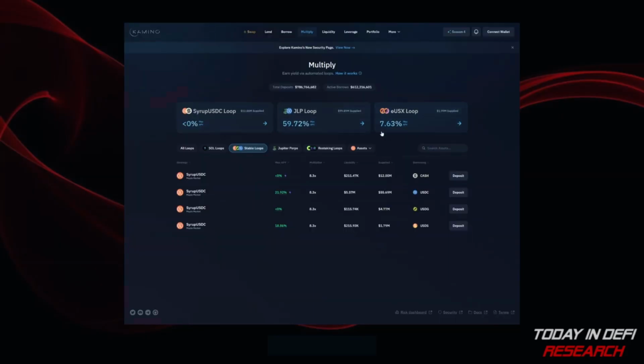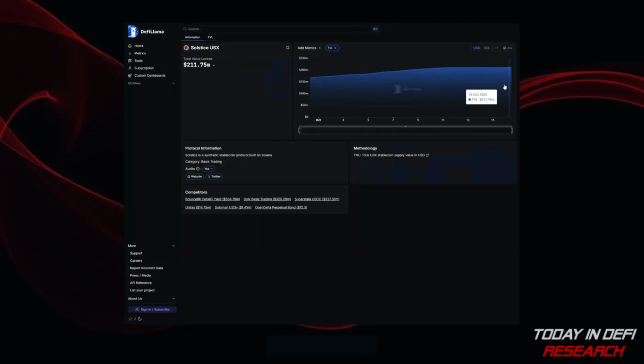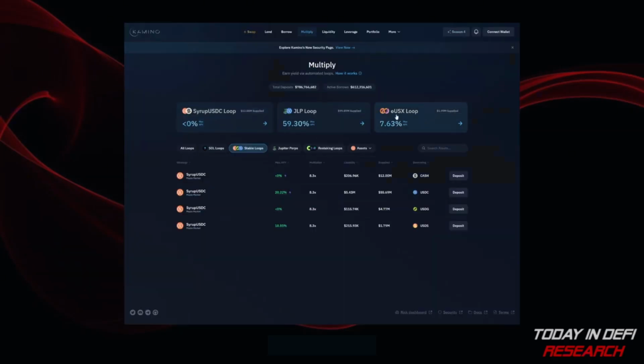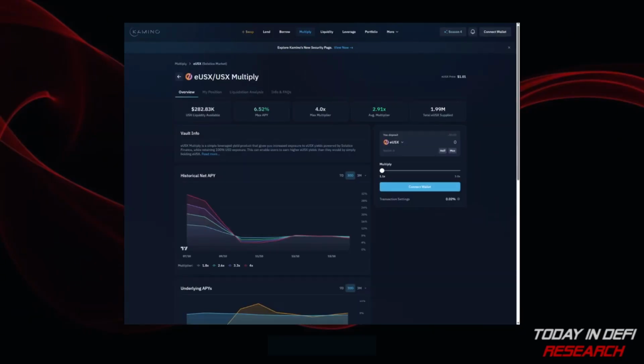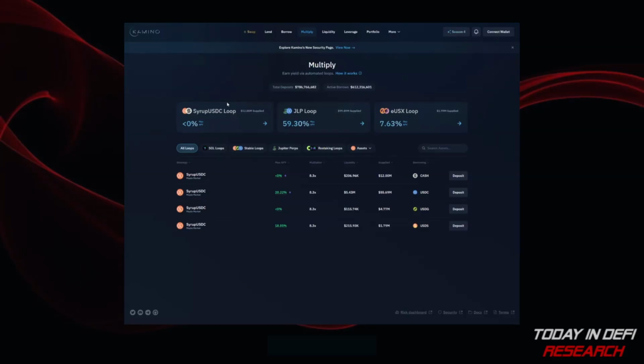So let's look at what integration Solstice has. You can see Solstice, which is only live for 3 weeks, has already integrated with Kamino, with plans to integrate with, for example, Jupiter and then Drift. Right now, you see that the SX loop. The yield is actually not very attractive. However, it means something important.